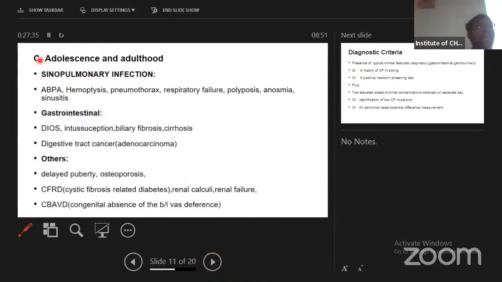In adolescence and adulthood, ABPA, hemoptysis, pneumothorax, respiratory failure, polyposis, anosmia, sinusitis. In the GI tract, intussusception, DIOS, biliary fibrosis, cirrhosis, and digestive tract cancer can also happen. In adolescent males, delayed puberty and osteoporosis happen. The congenital absence of the bilateral vas deferens is also a prominent finding.